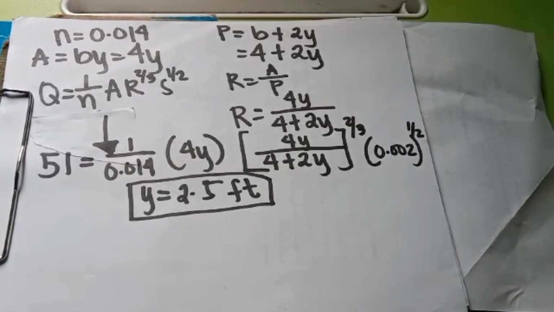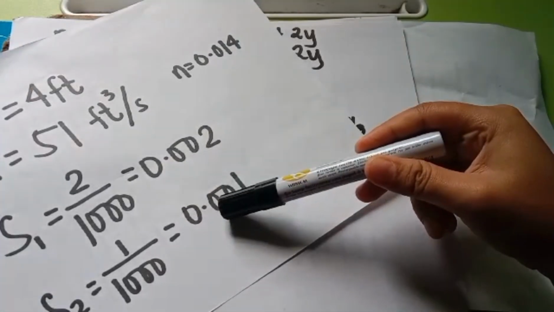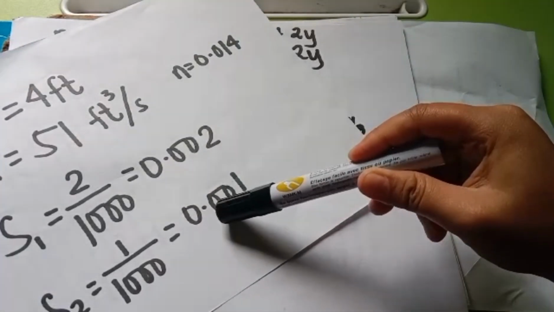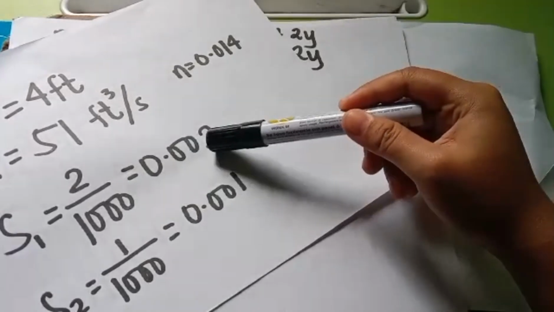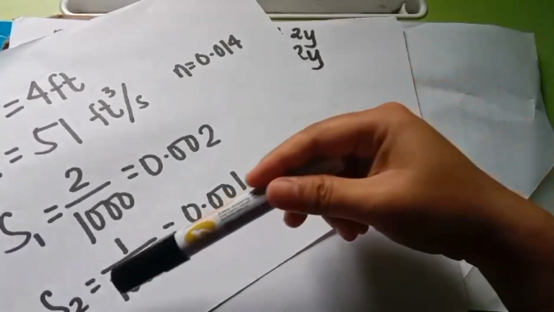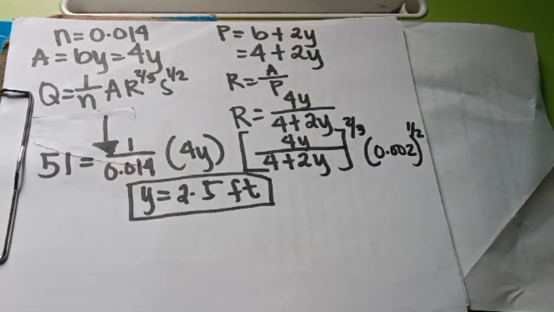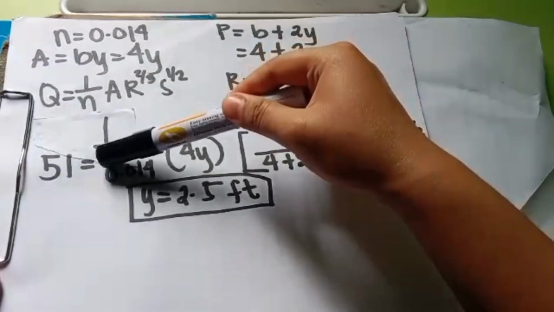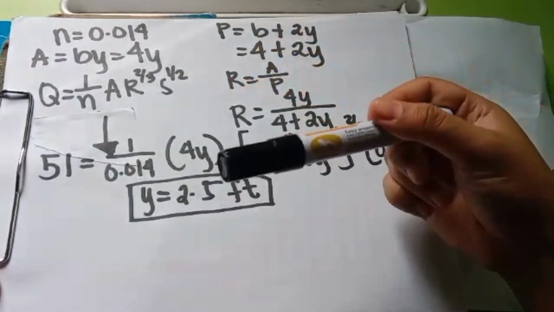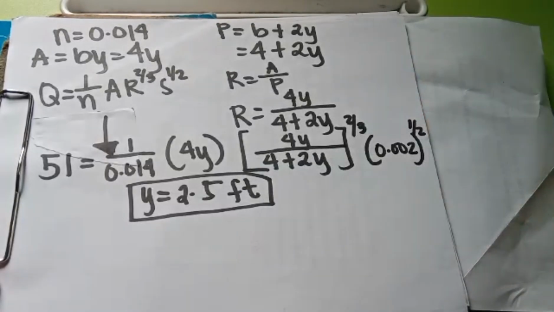Then, if the channel had a reduced slope of 1 foot per 1,000 feet instead of 0.002, we would adjust S to 0.001. We would then repeat the calculations with this new slope to find the new flow depth.